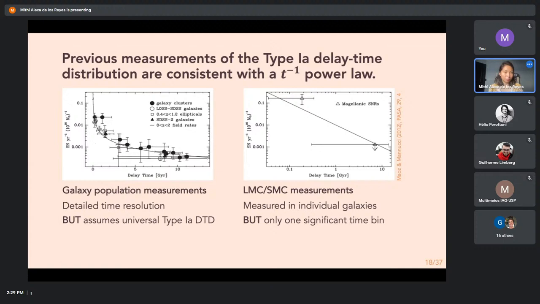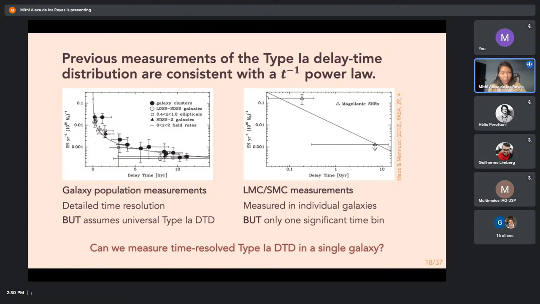When we look at large galaxy populations, we get really detailed time resolution, but you have to make the assumption that all of the galaxies in your population have basically the same delay time distribution. On the other hand, if we look at individual galaxies, we don't have this issue. We can assume whatever we want about the delay time distribution, but because it's so difficult to measure the ages of supernova remnants, you don't really get significant time resolution. So what we would really like is the best of both worlds. We want to measure the time resolved delay time distribution in just one galaxy.